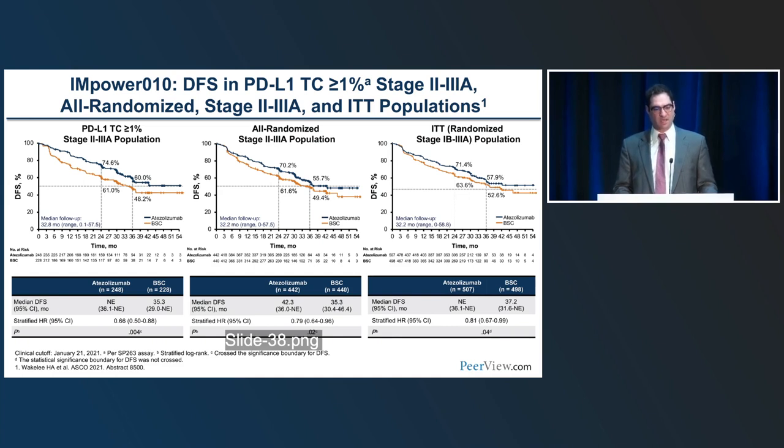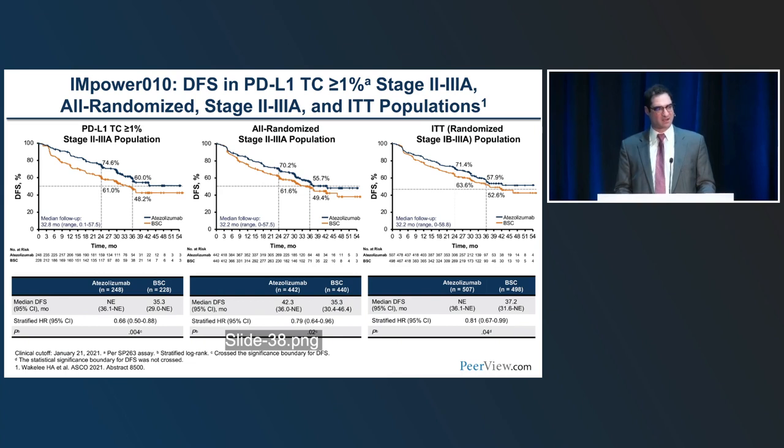I would highlight, looking at the first portion of their hierarchical testing, the panel on the left, you could see in patients who had stage 2 to 3A resected non-small cell lung cancer, PD-L1 positive, TC 1% or more, once again disease-free survival dramatically improved by about 13%. Looking at the all randomized population, there also was a benefit, although less of a separation of curves. And I would note in the randomized 1B to 3A, there was a trend towards benefit, although statistically it did not meet the threshold boundary for disease-free survival.